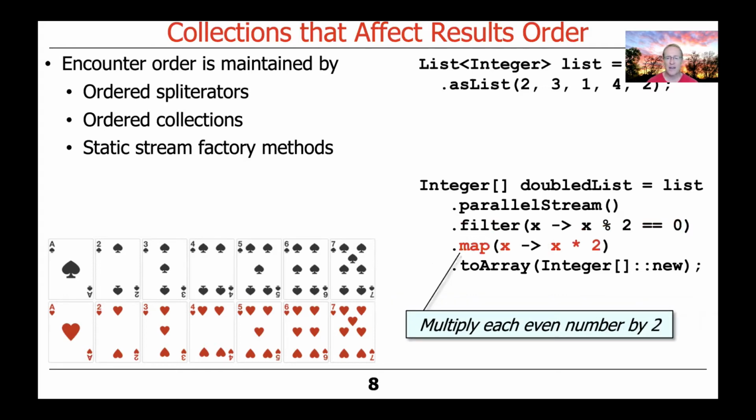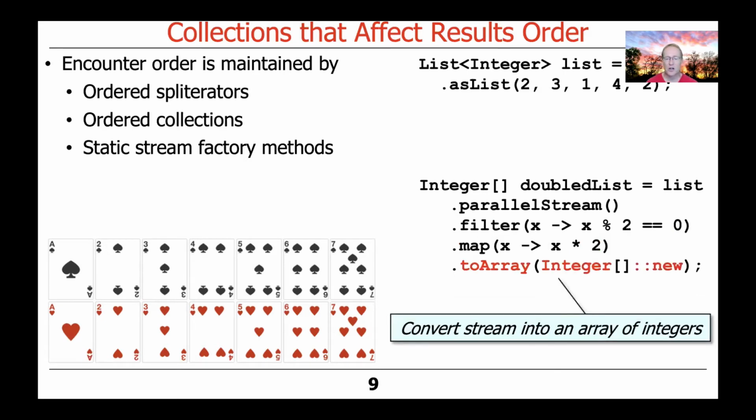And then we go ahead and apply the map operation, and what we're going to do there is multiply each even number by 2, so it'll end up being essentially 4, 8, 4. That'll be what comes through. And then the last thing we're going to do is convert the stream, which is 4, 8, 4, into an array of integers. So notice how clean and cool this is. This is one of the great things about collectors and terminal operations and so on. You can do some really neat stuff. We don't have to allocate any memory ourselves. The collector handles all of that, and so on and so forth.